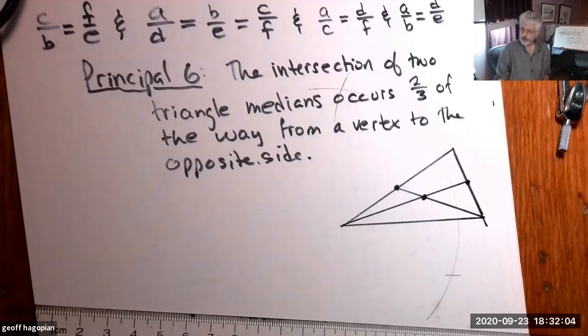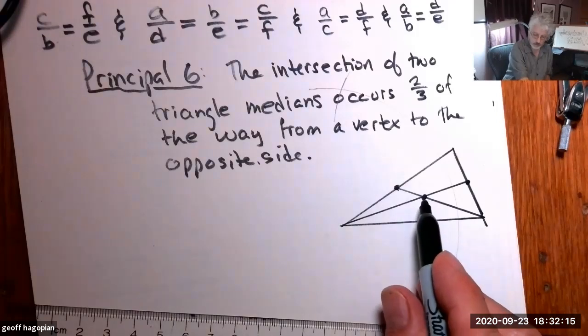It's not the orthocenter. Remember what that is? That's if you draw the perpendicular bisectors of all 3 sides, that those 3 lines intersect at the orthocenter. This is called the centroid. It's a different center.